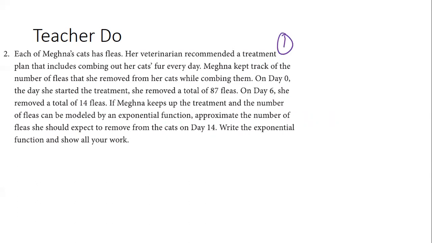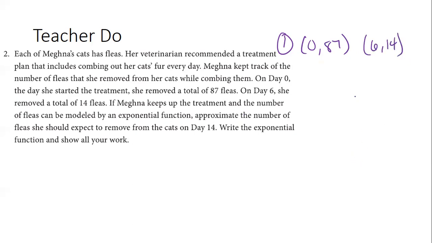If Magna keeps up the treatment and the number of fleas can be modeled by an exponential function, approximate the number of fleas she should expect to remove from the cats on day 14. She has more than one cat. It's plural, it's cats. We don't know how many she has. She could have 10 and they each had 8 fleas. All right. What are our ordered pairs? 0 and 87 and 6 and 14. Easy enough?